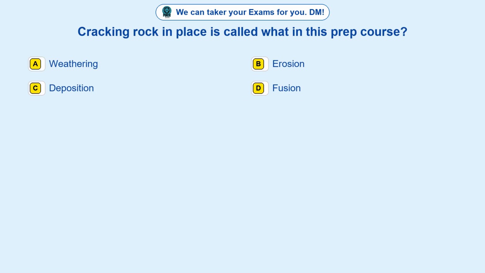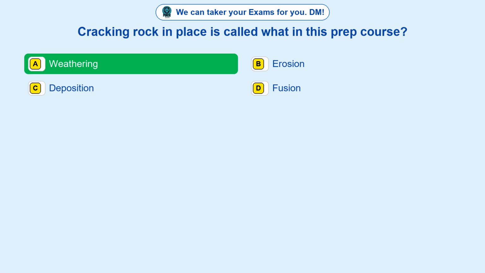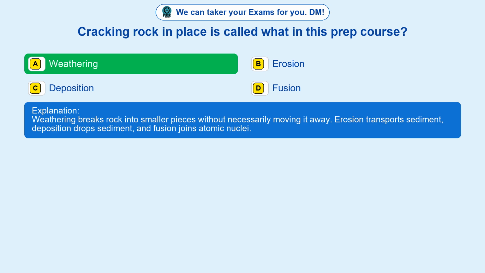Question 81. Cracking rock in place is called what in this prep course? Option A, weathering. Option B, erosion. Option C, deposition. Option D, fusion. The correct answer is option A. Weathering. Weathering breaks rock into smaller pieces without necessarily moving it away. Erosion transports sediment, deposition drops sediment, and fusion joins atomic nuclei.